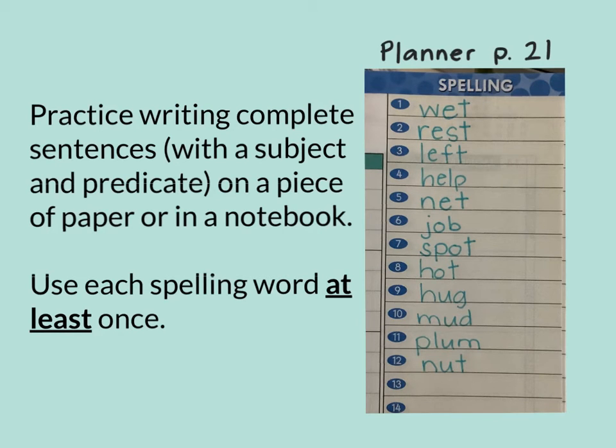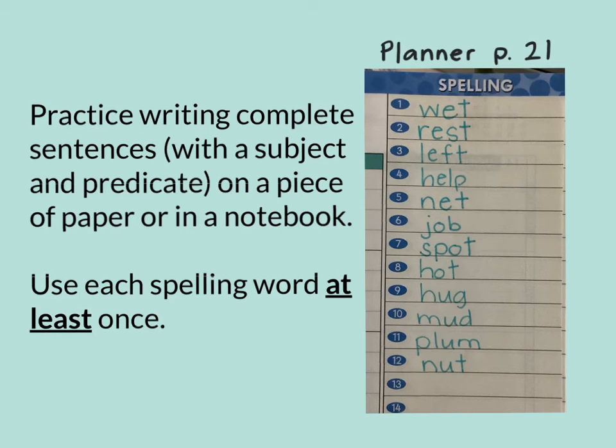Today you're going to practice writing complete sentences with the subject and predicate on a piece of paper or in a notebook. And you have to use each spelling word at least once. So that means each of these words that you see has to be used at least once in your sentences. If you can think of a sentence that has a couple of those spelling words and it makes sense, that's totally fine. If you want to write a different sentence for each word, that's also fine.